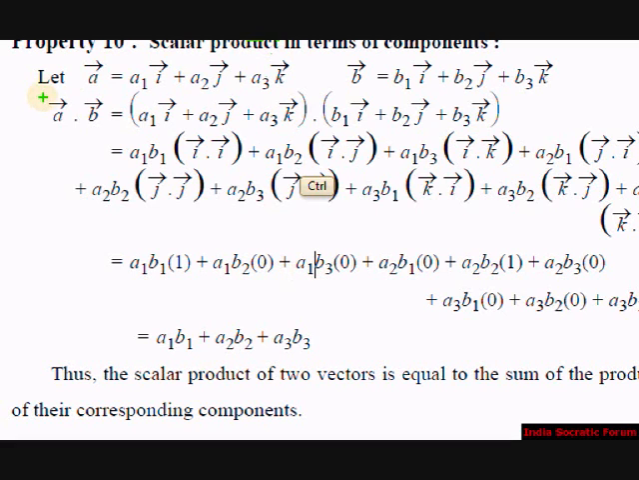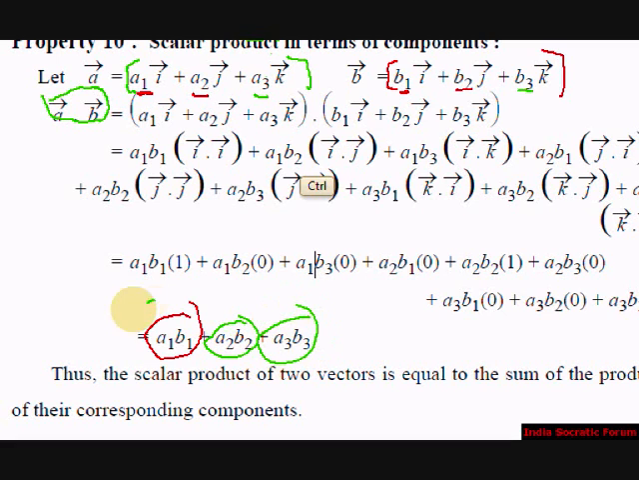The scalar dot product of any two vectors like this, represented by these components, is nothing but the direct product of their corresponding components. What are the components? A1 and B1 are the i components, A2 and B2 are the j components, and A3 and B3 are the k components. So that's all. It's nothing but the sum of the products of their components. That is what is told.